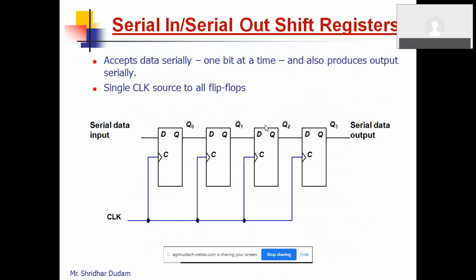If you go for the serial in, serial out shift register, depending upon how many bits you want, that many flip flops you need. For example, here I have taken a 4-bit shift register. I'm going to have a serial input at the first flip flop, and then after 4 clock pulses, the same data is available at the serial output. This is a synchronous design because the clock for each flip flop is the same. We are using a single clock source for all the flip flops.